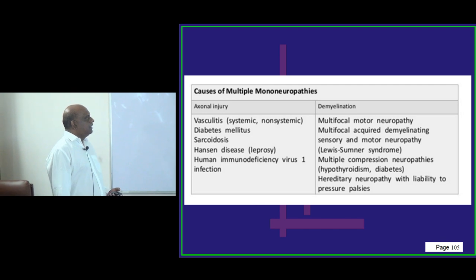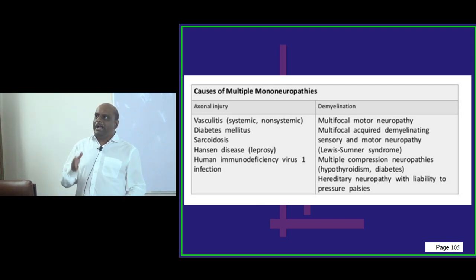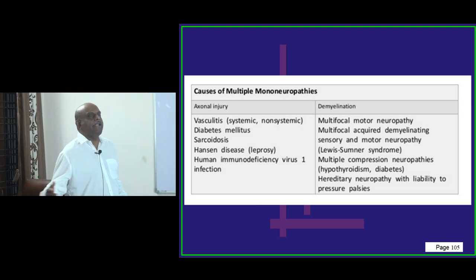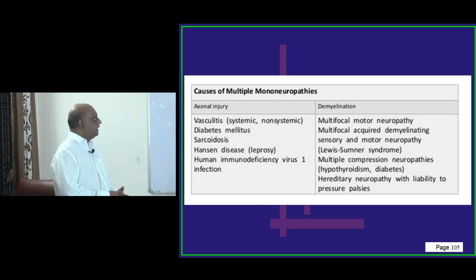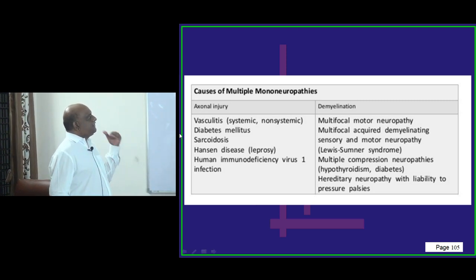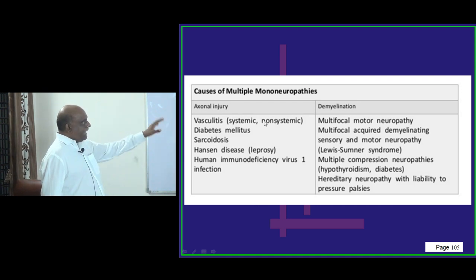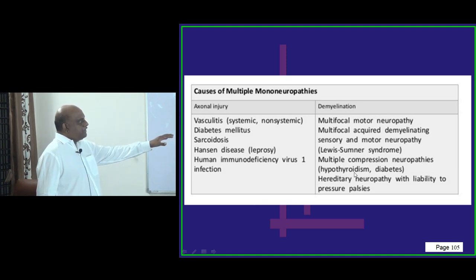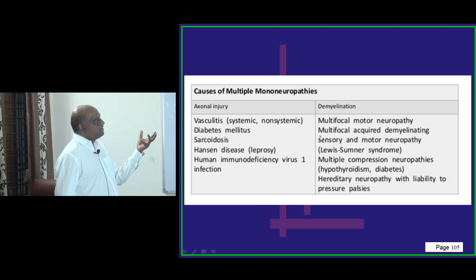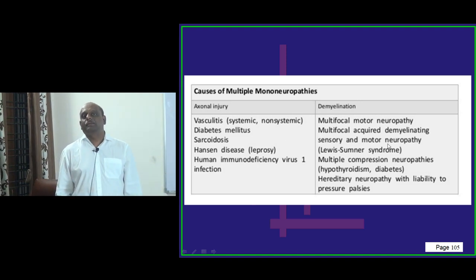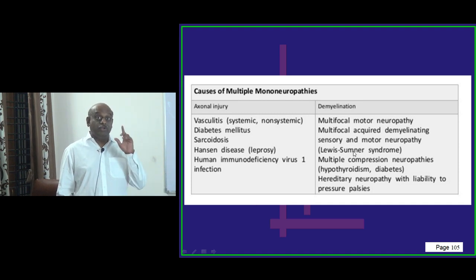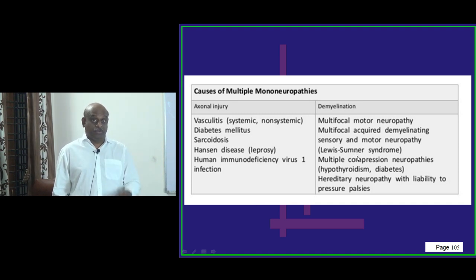Then, what are the causes for axonal versus demyelinating pathology? Sarcoidosis, Hansen's, diabetes, vasculitis, HIV, they're all axonal injury. Whereas hypothyroidism, diabetes, then hereditary neuropathy, they're all the ones where you have demyelinating pathology, and the drug induced also, don't forget, hydroxychloroquine, amiodarone.